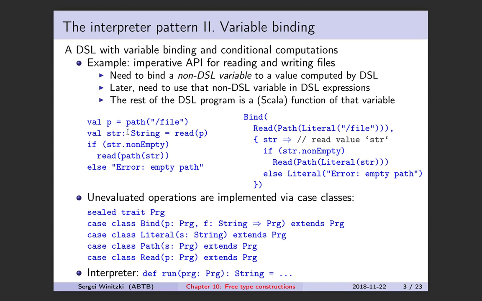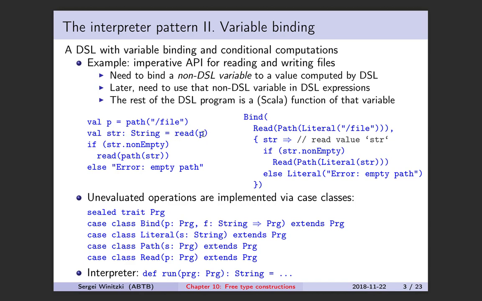Well, we need to bind a variable, such as here str, to a value that is computed by the DSL at runtime. And we need to evaluate some condition, or generally, we need to use the value of this variable while constructing further DSL expressions. So, to understand how we can implement this, consider that in the DSL, everything must be some kind of expression tree, and this part of the program needs to be also represented by an expression tree. And this expression tree is actually a function of the variable str. So the variable str will be assigned when we run this DSL program and actually read the files.